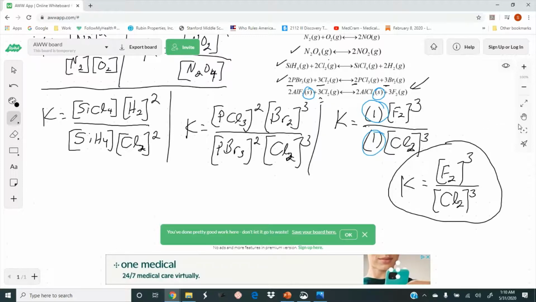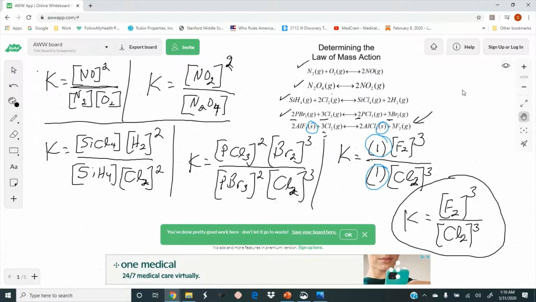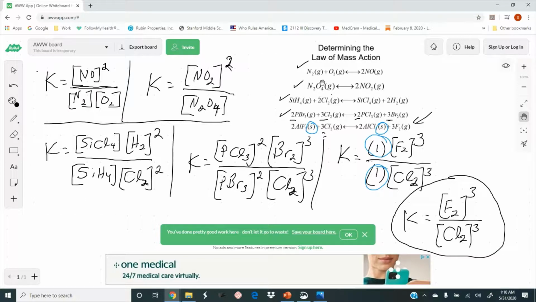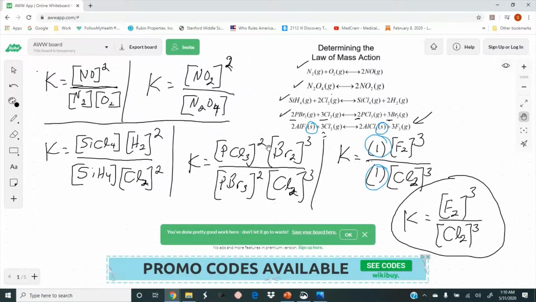Okay, so these are the equilibrium expressions for each of these 5 reactions right here. Right? N2 plus O2 goes to 2NO. That's this one right here. N2O4 goes to 2NO2. That's this one right here. This one here is right here. This equation's law of mass action, or equilibrium expression, is right here. And this one right here is down there.